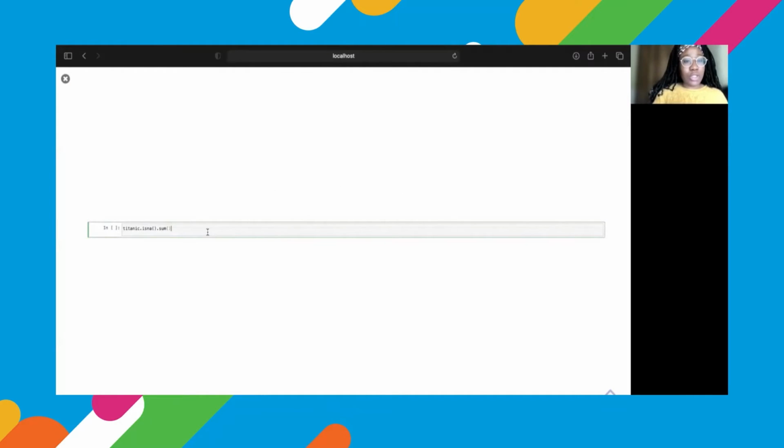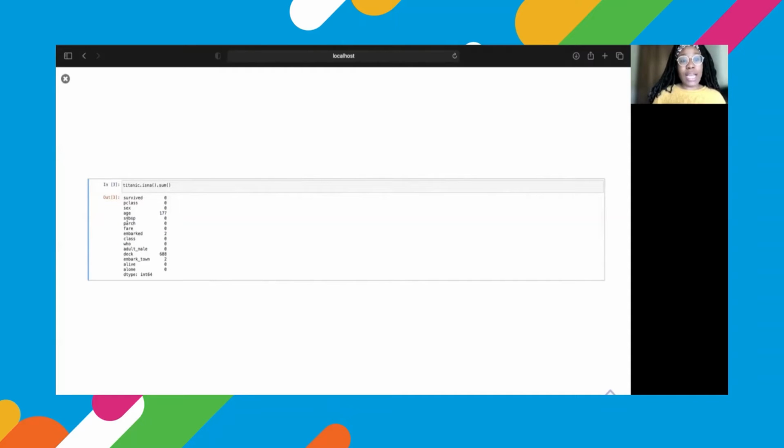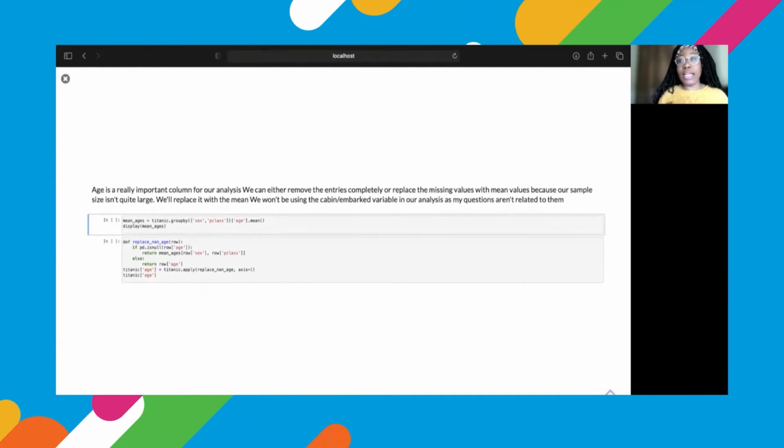I'm just going to get the sum of all the missing information, and we can see age has 177 missing entries. Now, there are 2 things I can do. I can either drop the entries that have missing information in the age column, or I can replace these missing entries with the mean of the age variable. Because our sample data is 891 entries, it's not large enough to drop much needed rows in our analysis. So I'm going to replace the missing entries with the mean.